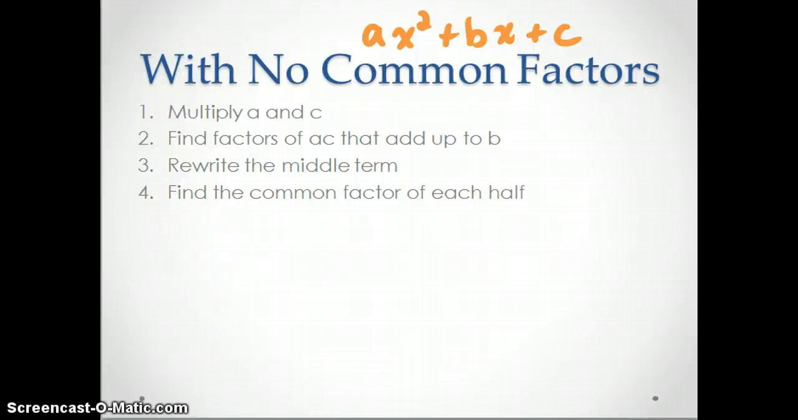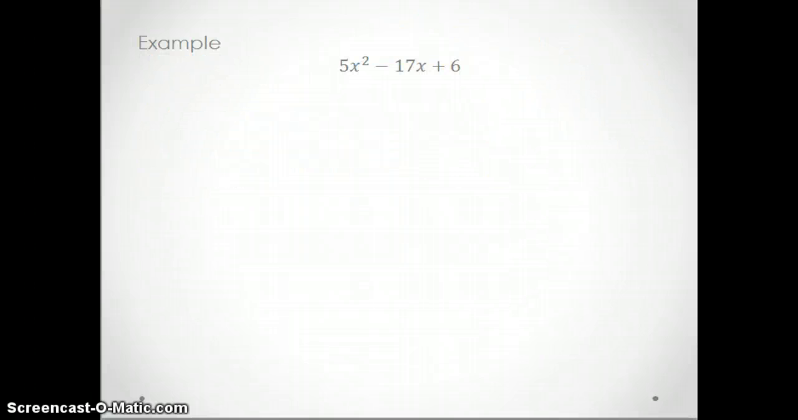Well, the first thing we want to do is we want to multiply a and c, our first term and our last term, and find what that number is. Then find factors of that product that add up to our b term. Then we're going to rewrite our middle term, b, into those two factors. And then finally, we're going to factor out each half of our equation here. Okay, it'll be a little more clear when I show you a specific example. So let's move on to an example.